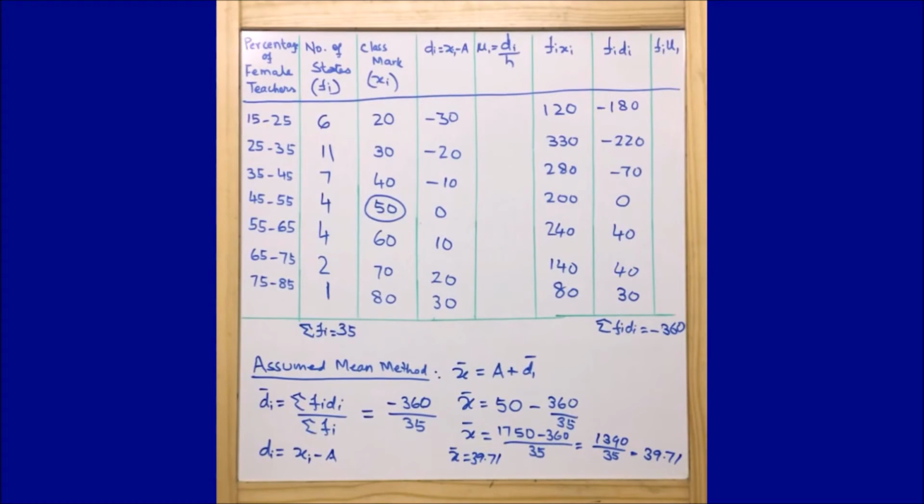That means the mean that we calculated using the standard direct method is the same as this also. As I told you earlier, whichever method we follow, we will get the same answer. Now finally we are going to use the step deviation method and see what we get.